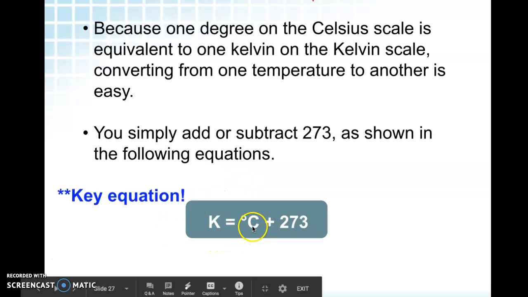If we know the temperature in degrees Celsius, and you want to record this equation right here, if you know the temperature in degrees Celsius, you just simply add 273 to it to get to Kelvin. Or if you know the Kelvin temperature and you want to get to degrees Celsius, you just subtract 273.